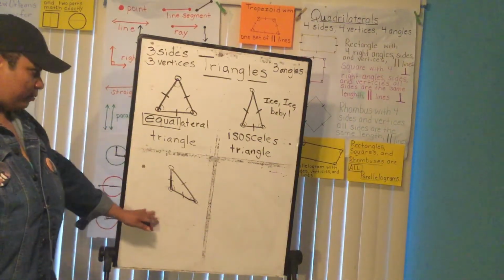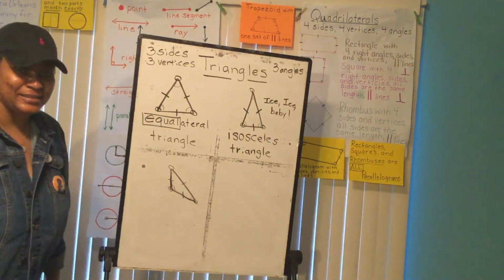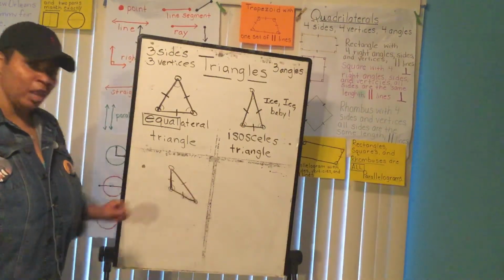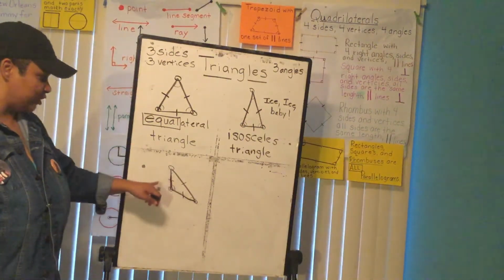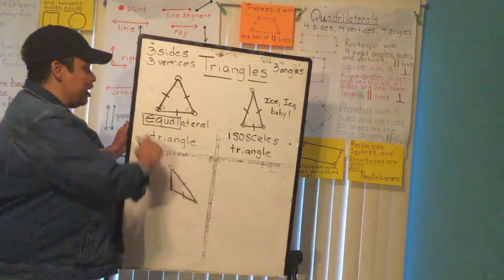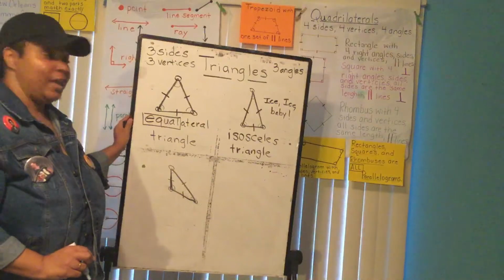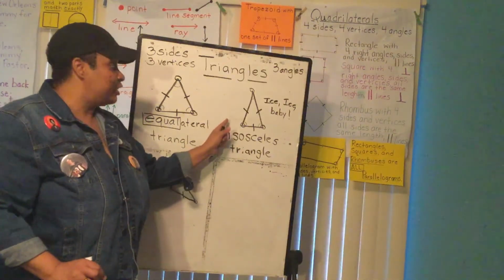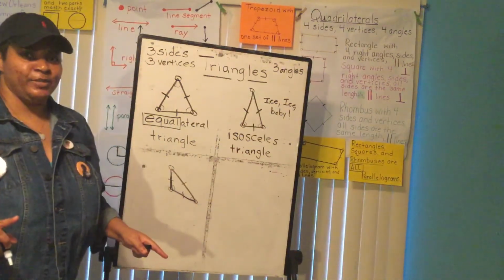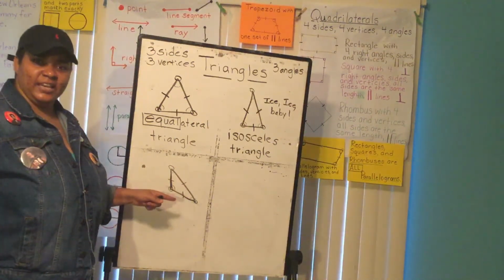Now let's look at this triangle right here. I don't think any of the sides are the same. This one seems to be the longest, followed by that one, and that's the shortest. So if none of the sides are the same, I know I can't call it an equilateral. Equal, all the sides are the same. I know I can't call it an isosceles where 2 sides are the same. Ice, ice, baby. I know I can't do that. But none of the sides are the same.